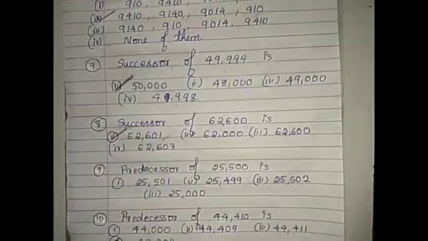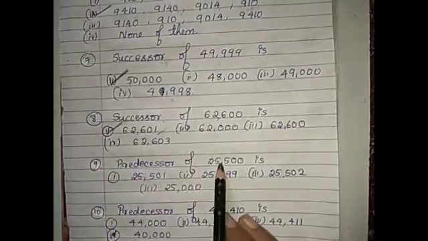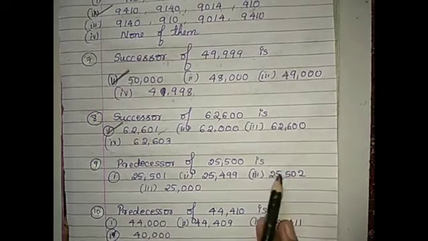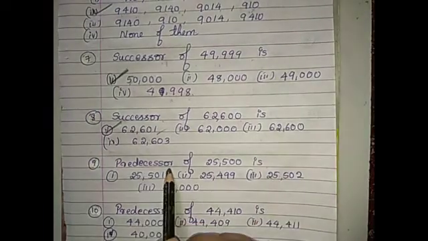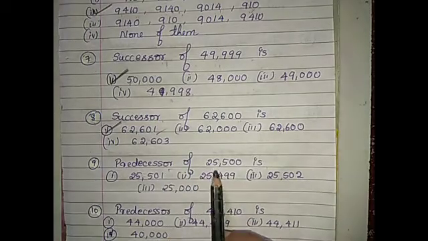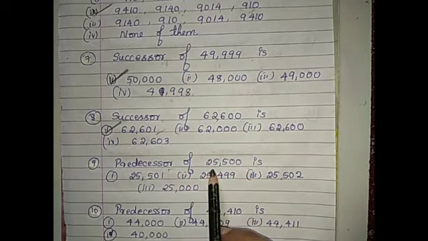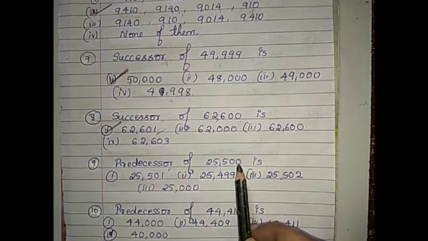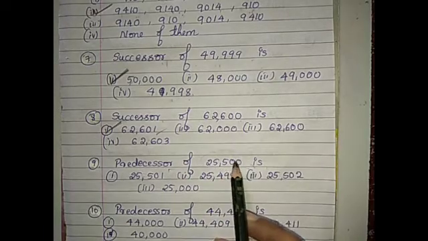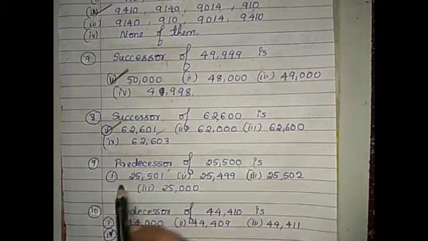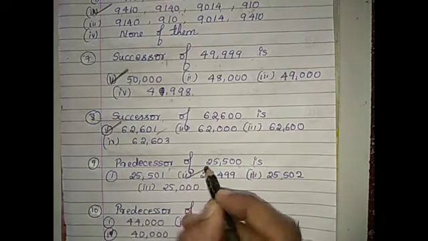62,601. The ninth one, predecessor of 25,500 is. Predecessor means what? The number which is one less than the given number is called its predecessor. One less than the given number. So here the given number is 25,500. One less than 25,500 means how much? 25,499. So which option is correct here? The second option is correct.